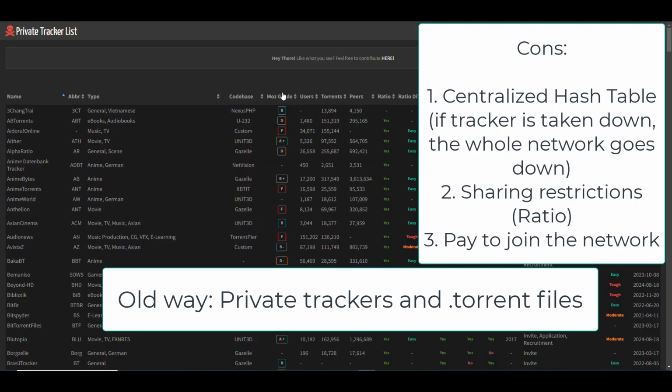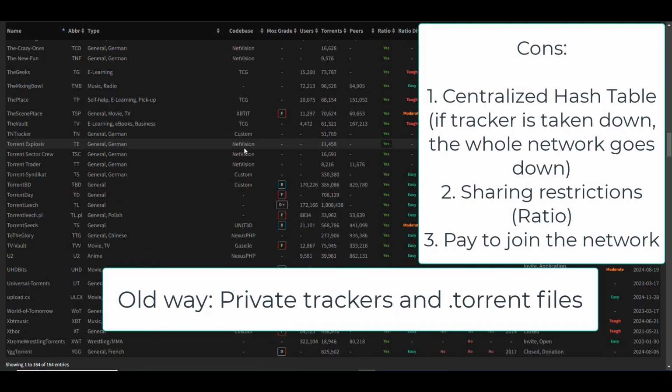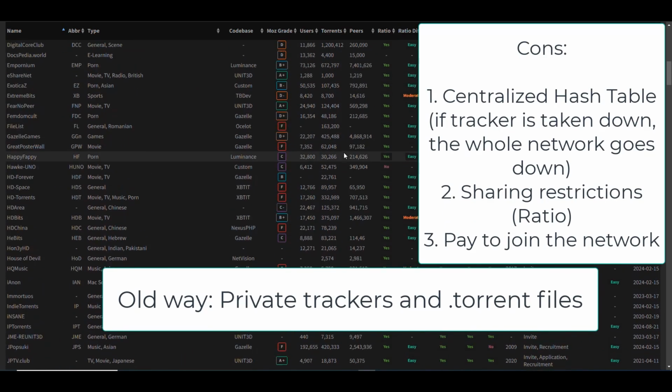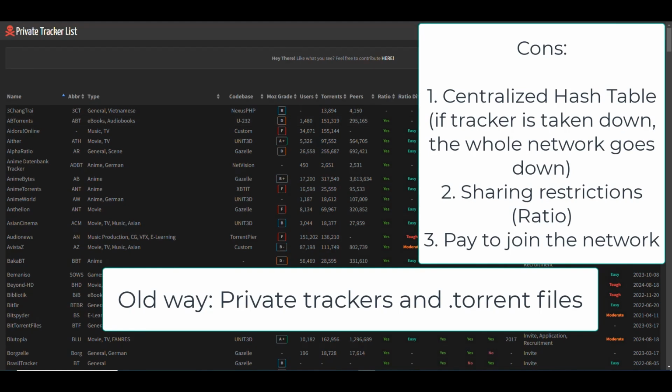And this is an example of a list of private trackers, right? So what happens with private trackers? Well, the thing with private trackers is that people started basically using this to make money mostly. So when somebody uploaded a torrent file to a private tracker, that basically got isolated from the rest of the network, where you could only download that torrent if you were part of that community.